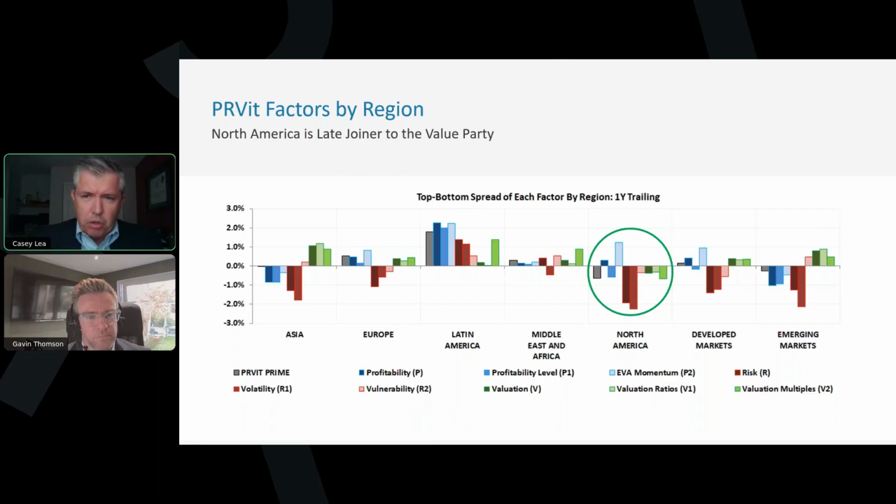Here we see the average monthly spreads for the factors that we showed on the previous slide across various regions. This graph is available on a monthly basis in our Prove It Factor report for the global universe. One interesting takeaway is the underperformance of value in North America, while cheap value has generally worked in all other regions. That's the green bars here. We also see negative spreads on risk in most regions, with the exceptions being Latin America and the Middle East, Africa, as globally investors are rewarding riskier companies. Profitability trend, the growth metric, has worked everywhere except Asia and the emerging markets, and these two regions have a lot of overlap.